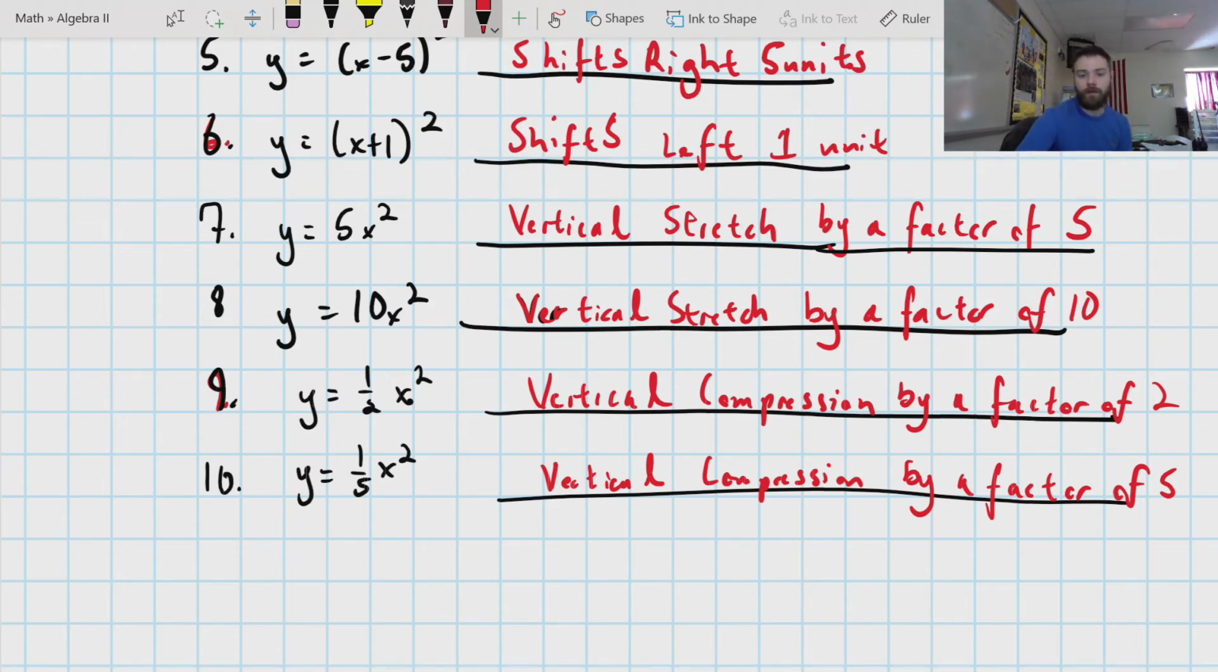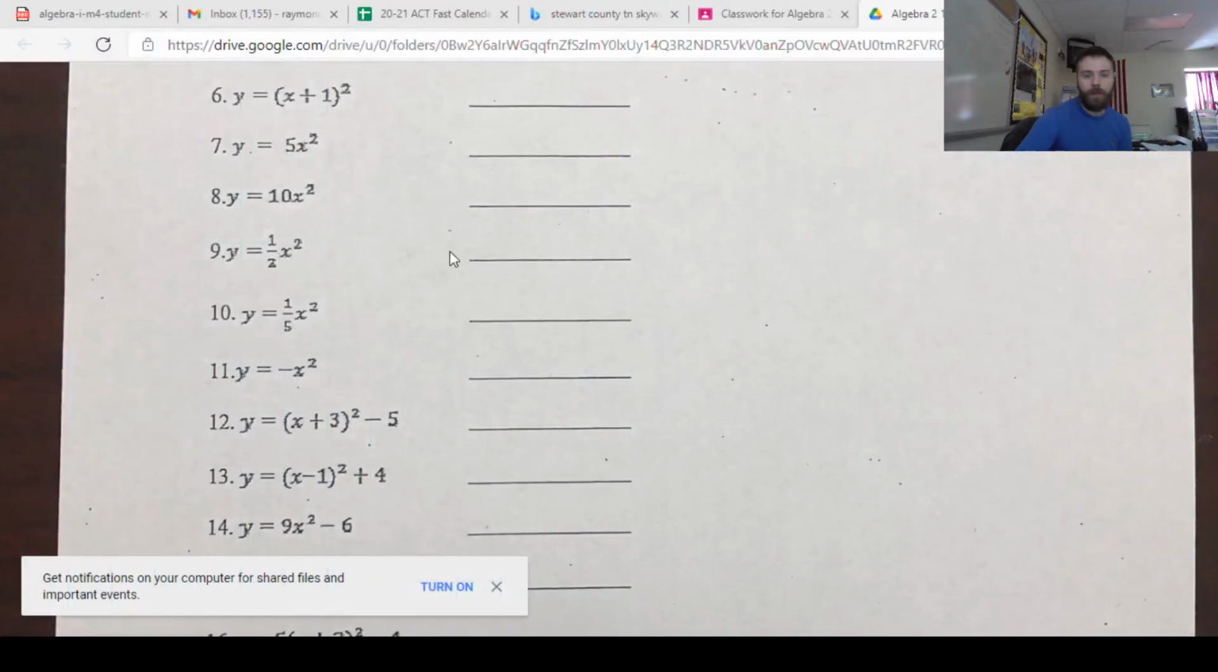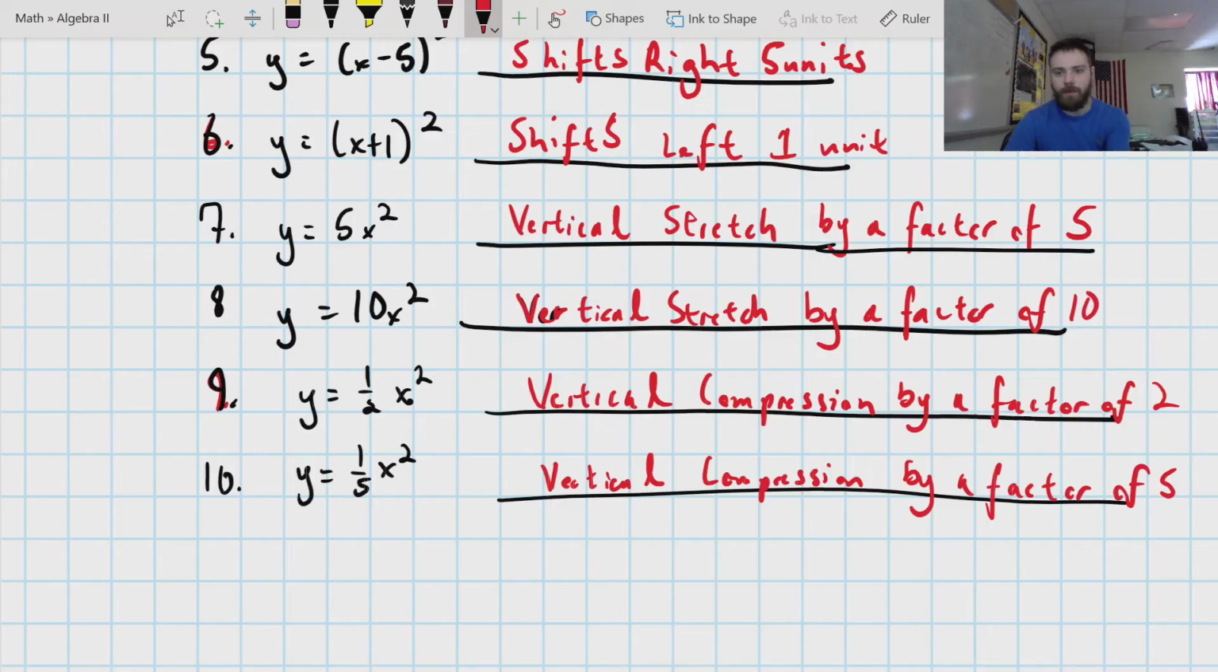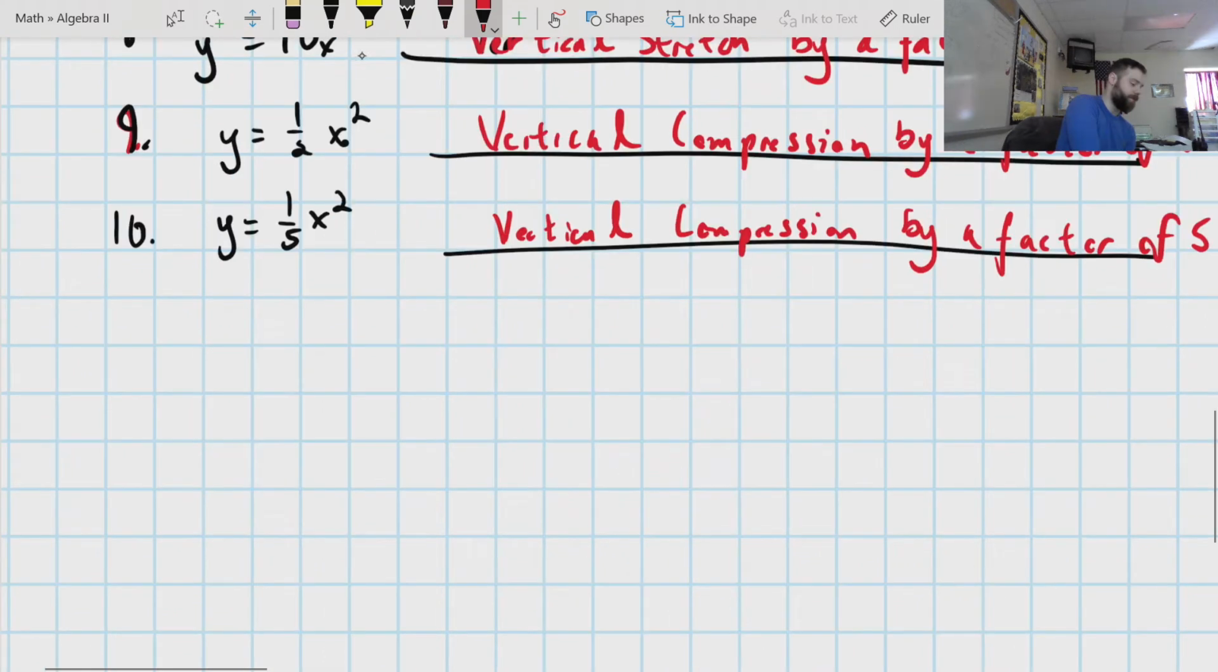So we're starting to learn a lot more about this, so hopefully the next few, 11 through 20, are going to be a little more intuitive and easier to understand. So this is going to get into reflections. So let's see if we can get this done. So 11 is y equals negative x squared.